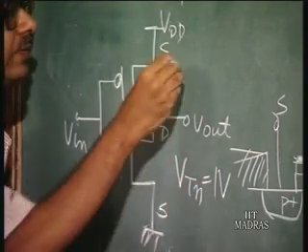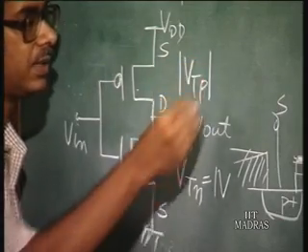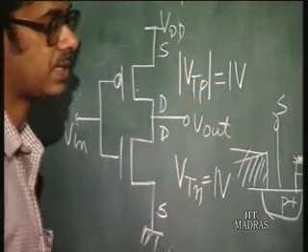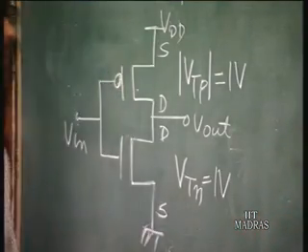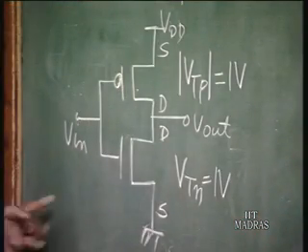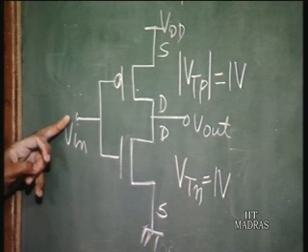Okay, and for VTP, again we put a modulus sign because it is negative, so the modulus of VTP is 1 volt. Okay, so what happens now if V in is, say, 0 volts?